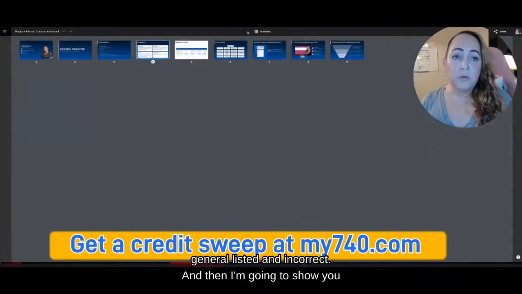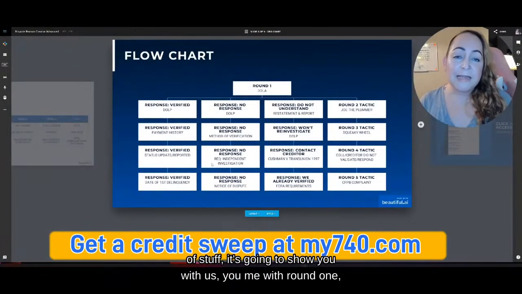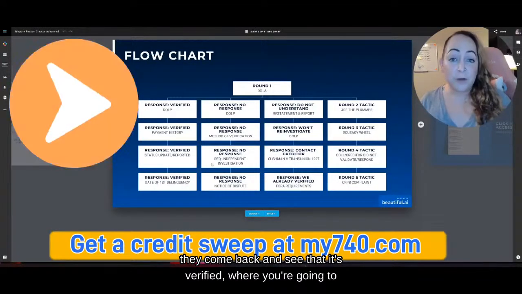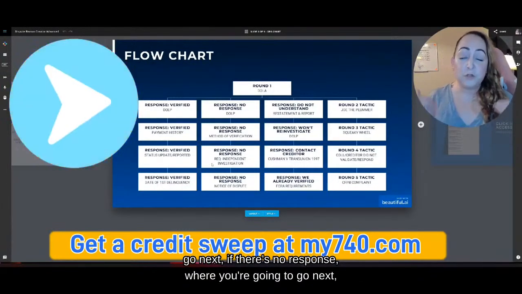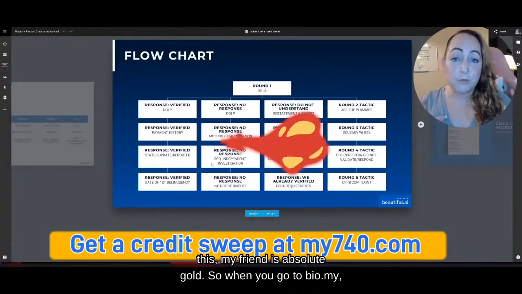And then I'm going to show you another one here. And this is really where it gets into a lot of stuff. It's going to show you with round 1, if you start at date last active, where you would go next. So if they come back and say that it's verified, where you're going to go next. If there's no response, where you're going to go next. This, my friend, is absolute gold.